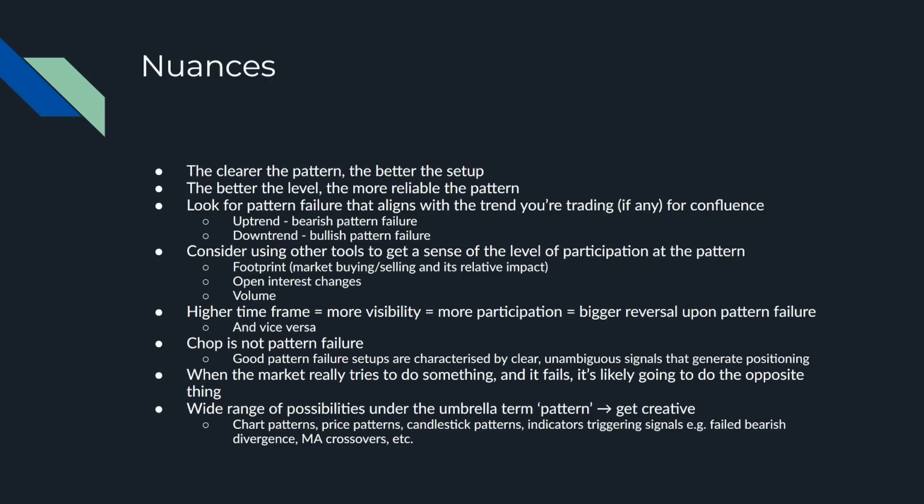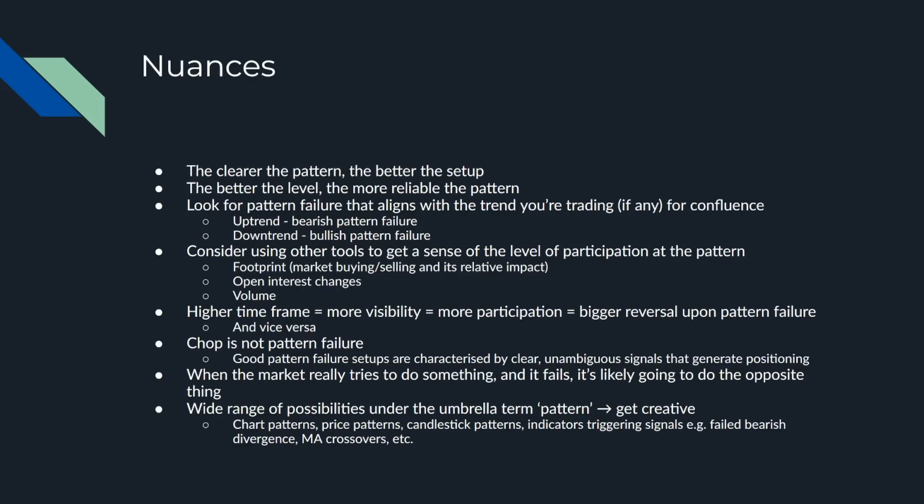And going back to first principles, what this video really comes down to is that when the market really tries to do something and it fails at that thing, it's likely going to do the opposite thing. So something that looks very bearish, if it doesn't follow through, that's probably bullish. Or something that looks very bullish and it just gets stuck or doesn't follow through, that's very bearish, right? The best bullish setups are failed bearish setups. The best bearish setups are failed bullish setups. And again, as mentioned at the very beginning, there is a wide range of possibilities under the umbrella term pattern. So get creative. The list is really endless.